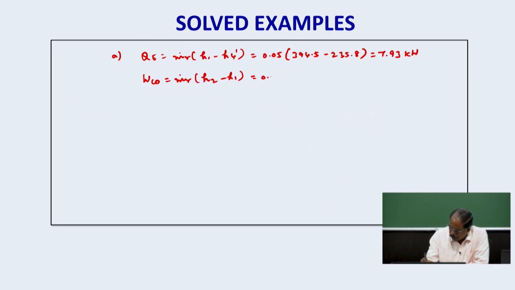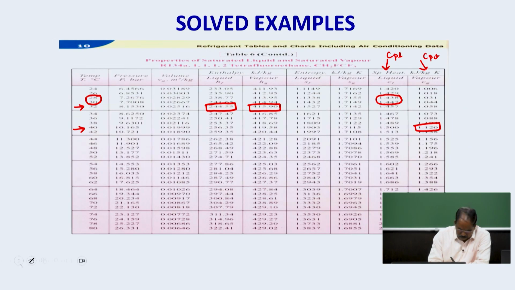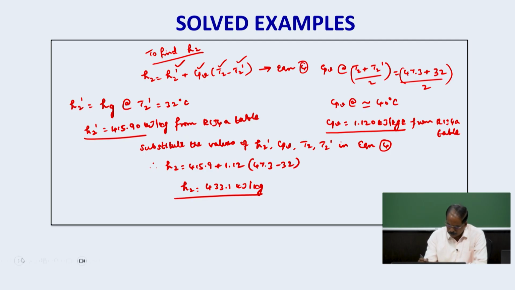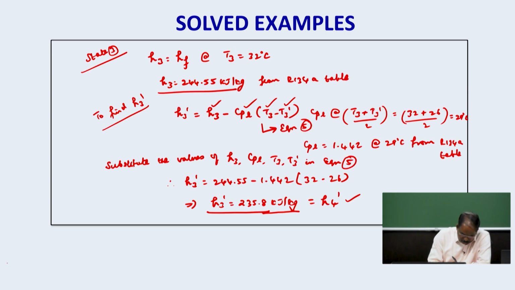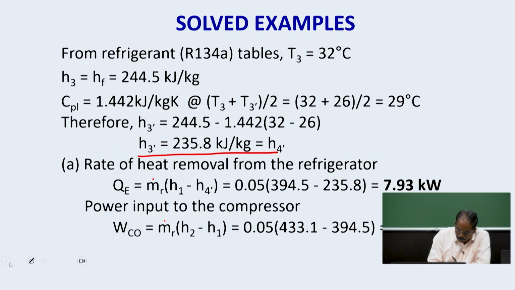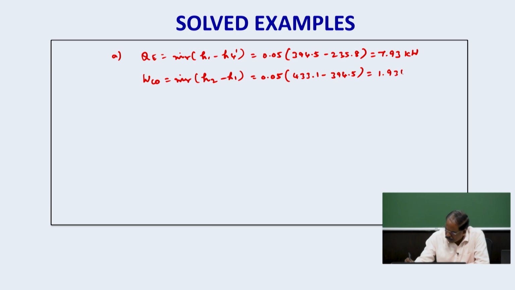So let us substitute the values. m dot r is 0.05. H2 is 433.1 minus H1, which is 394.5. We get the work of compression as 1.93 kilowatt.